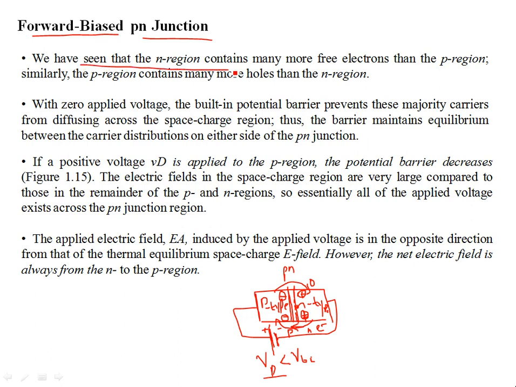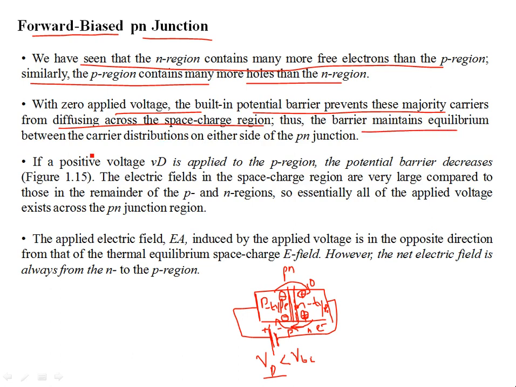So now we have seen that the N region contains more free electrons than the P, and similarly the P region contains more holes than the N region. So with zero applied voltage, the built-in barrier potential prevents these majority carriers from diffusing across the space charge region. So the barrier maintains the equilibrium between carrier distribution on either side. So initially, when there is no external bias, you have the barrier potential VBI, and that is not allowing any diffusion of charges. There is no current across the junction.